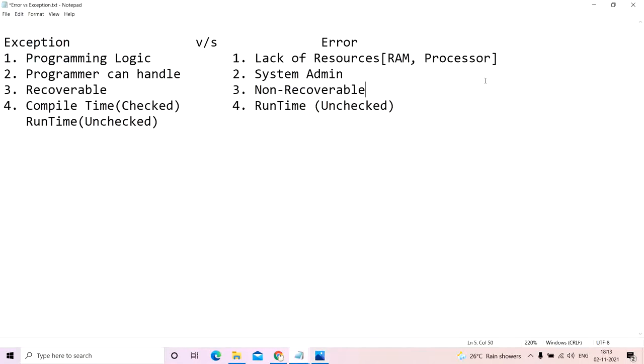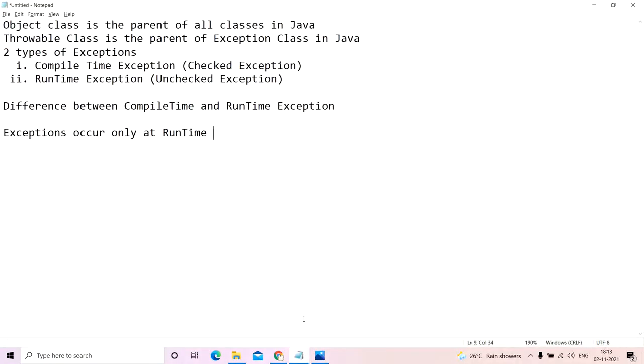I have given two notepad notes. One is about the different types of exceptions, what classes there are, and the difference between compile time and runtime exceptions. Please do not give the answer that exceptions occur at compile time or runtime. Don't give that answer. This is the correct answer, and the most impressive answer you can give to an interviewer, and he'll be much happier: exceptions only occur at runtime.